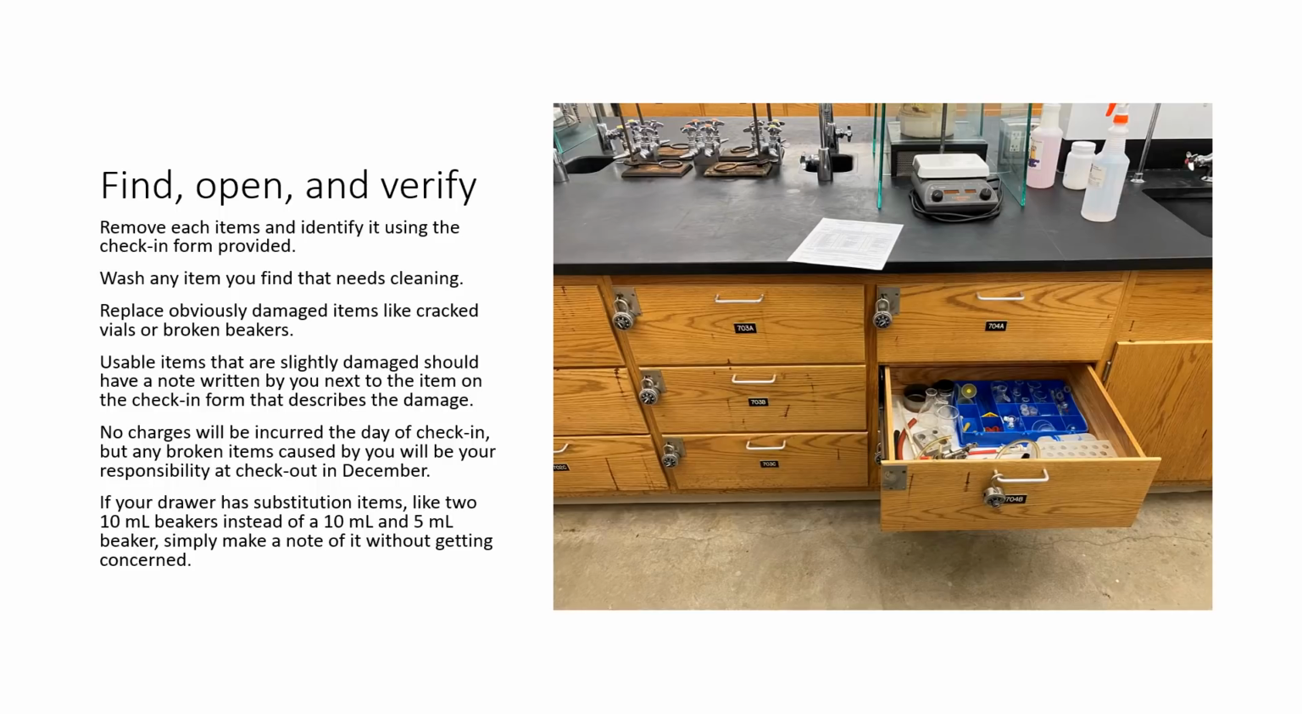Now, if your drawer doesn't have everything that's listed on the check-in form, it may be okay. There are some items that are doubled up to account for maybe beakers. The 5 ml beaker is no longer an item that we use, but many of the drawers do have them. It's still listed on the check-in form. And so some drawers will have two 10 ml beakers to make up for the fact that they don't have a 5 ml beaker. Just make a note that you have two and that you don't have the 5, and that'll be okay. You don't need to be concerned about that at all.